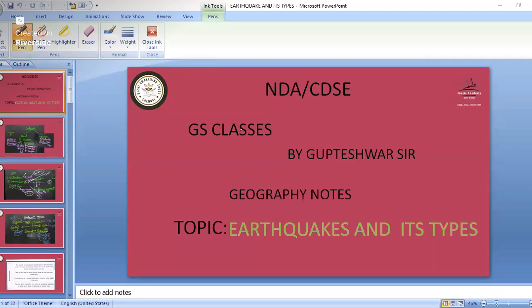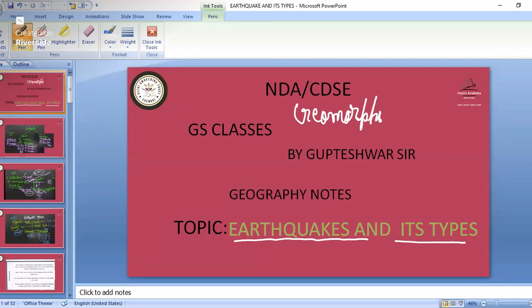So in today's classes, we'll study the earthquake and its types. In our previous classes, we have finished some of the parts from geomorphology. So now in this particular part, we'll study the earthquake and its types. Later on, we'll start studying the other parts, that is the geomorphic movements. Geomorphic movements we'll study in our second classes.